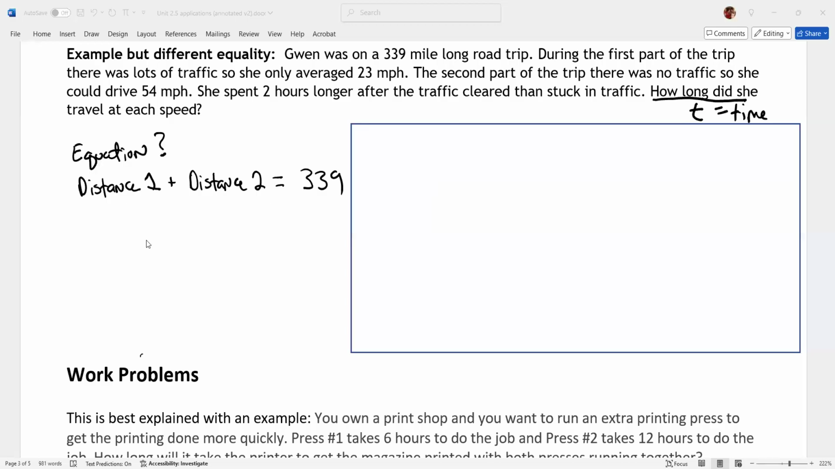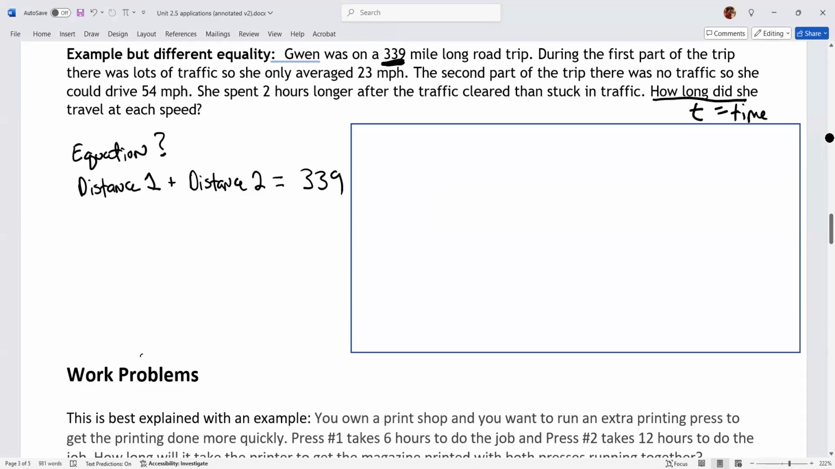Okay, this particular problem is going to be a little bit different. Again, this is what math is about. You've got to take a look at what you've got and then figure out how to solve it. So Gwen was on a 339-mile long road trip. This is the total distance driven. It's not up and back. It's in one direction.